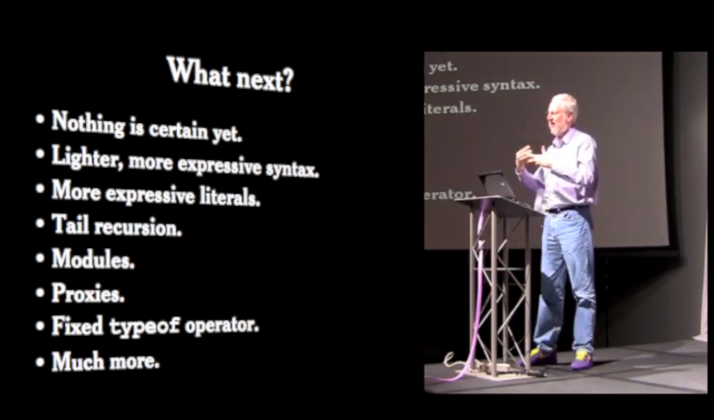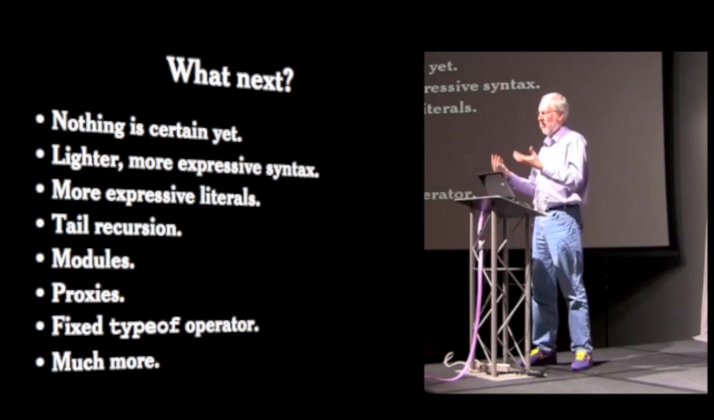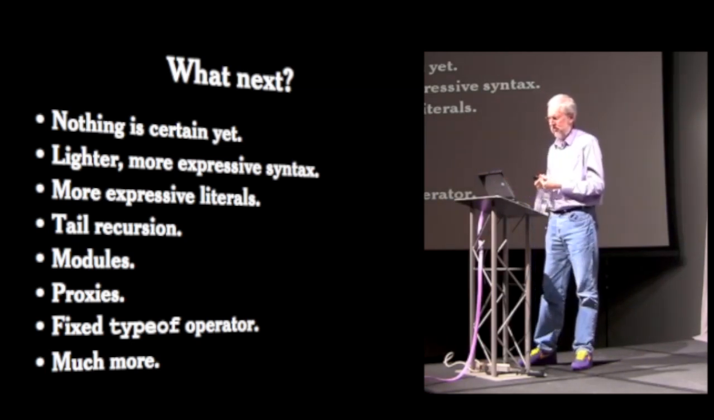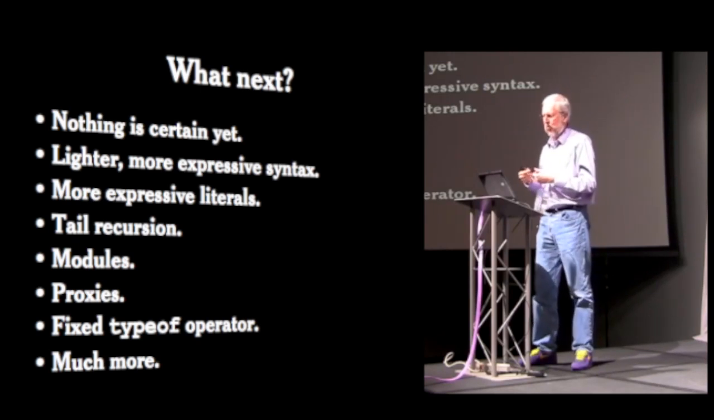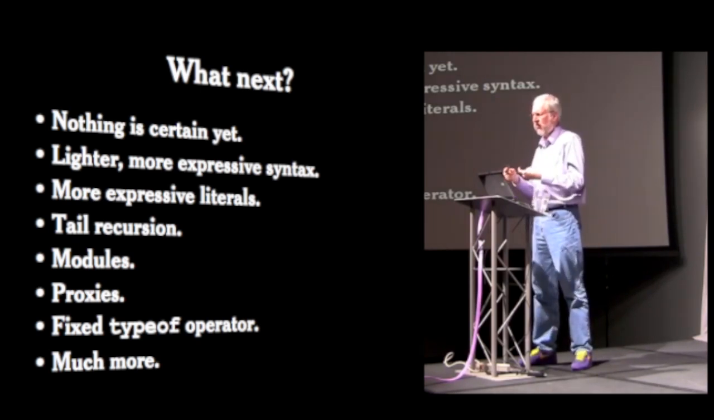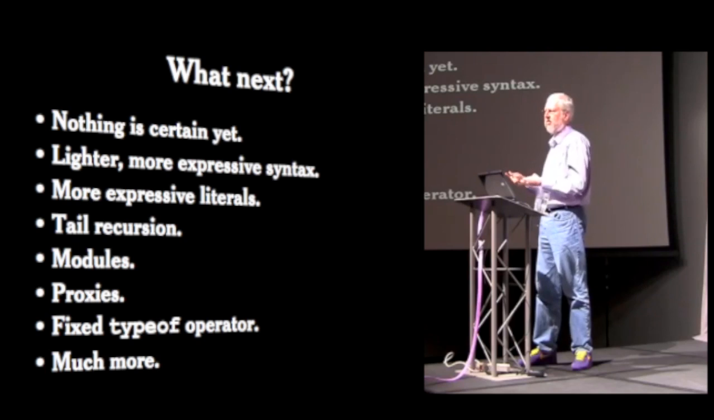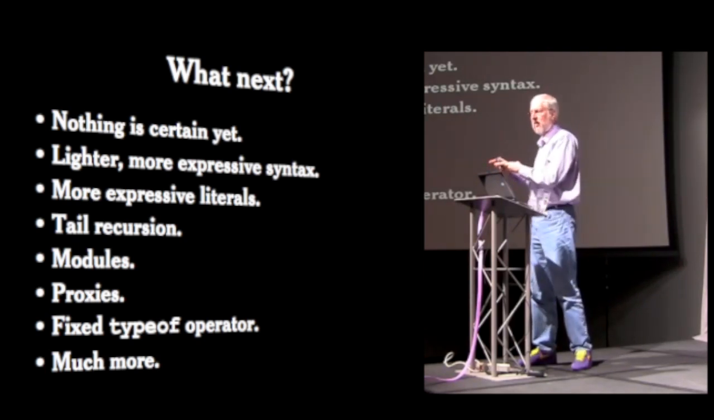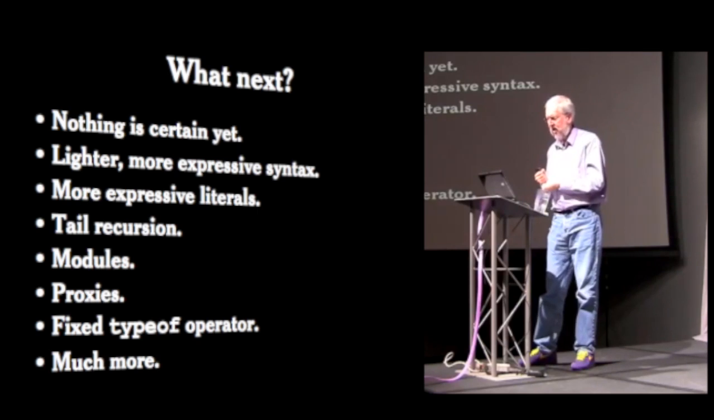So the language might get lighter. Maybe we'll come up with a better alternative to semicolon insertion. That would be nice. We'll probably see more expressive literals. So the stuff that I showed you that you could do with the Meta Object API, it's possible that you might, in the future, be able to do those directly in object literals, that annotations will be there so you can do it more easily.